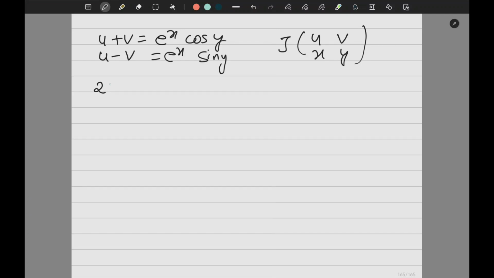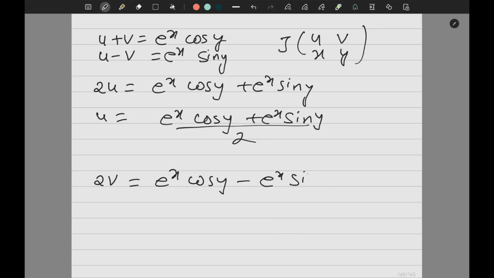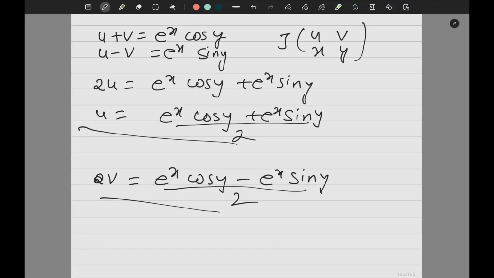So if you add these two, what you will get? 2u is equal to e to the power x cos y plus e to the power x sin y. So what is u? u is equal to e to the power x cos y plus e to the power x sin y upon 2. Right? If you subtract these two, what will happen? 2v is equal to e to the power x cos y minus e to the power x sin y. And let me write directly upon 2. So now I got the simple relation. Differentiate it, make the determinant and solve it. Correct? Same way I can give this type of question also.